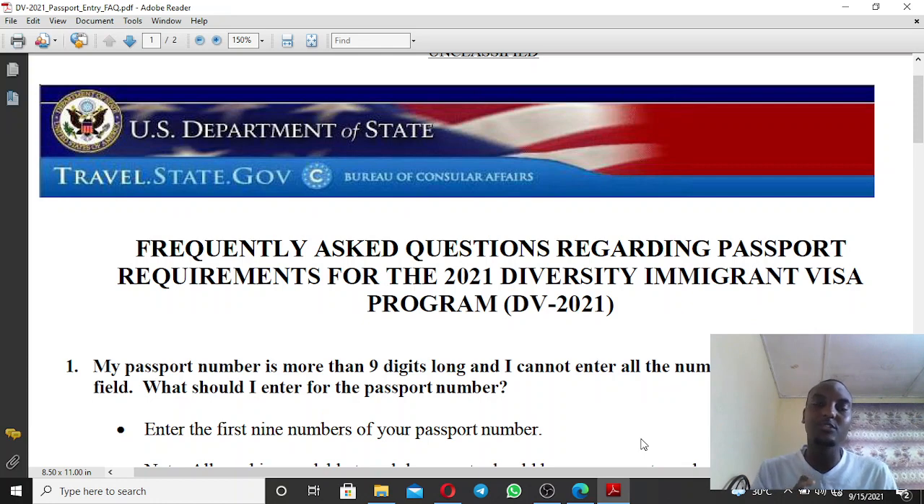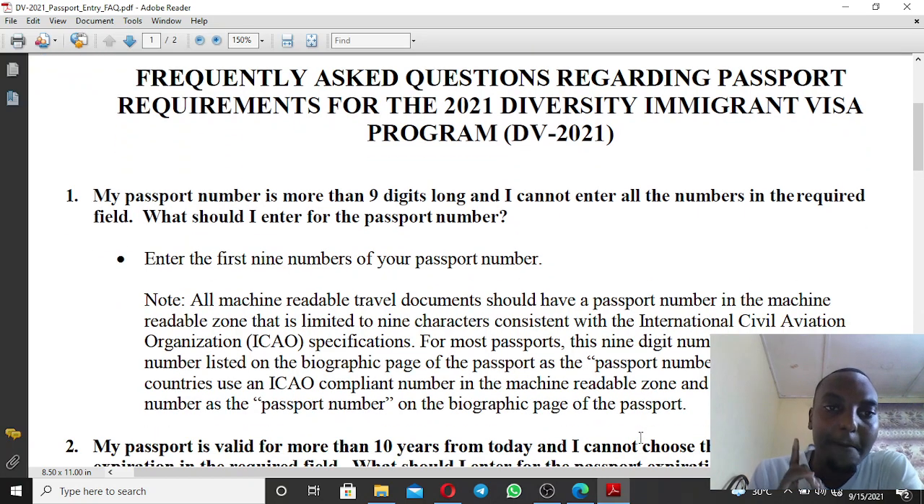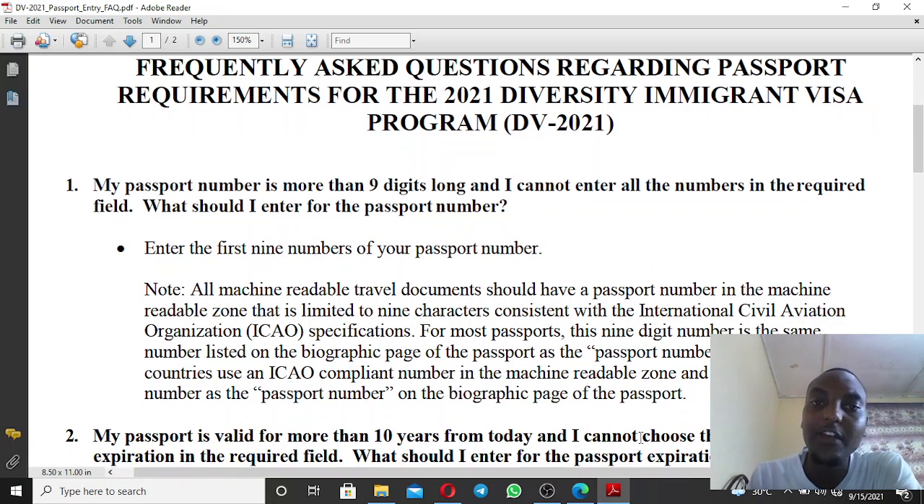So stay with me so that we can address all those questions which people have been asking or are eager to know. So the first question is, my passport number is more than 9 digits long and I cannot enter all the numbers in the required field. What should I enter for the passport number?